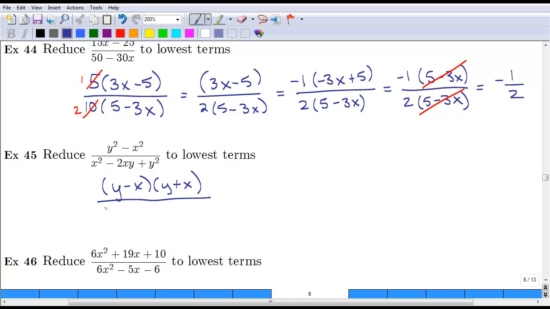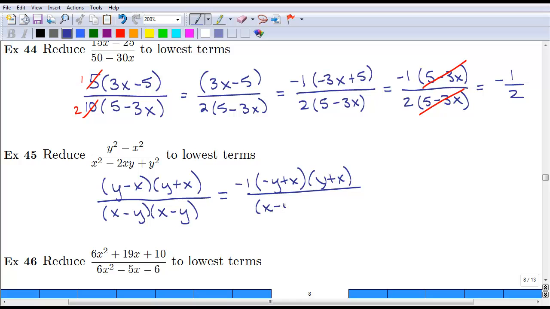So the denominator here factors to be x minus y, because factors of 1 that add to be negative 2 are negative 1 and negative 1. So again, you look here, you've got y minus x over x minus y. We want them to be the same, so we are going to factor out a negative 1 from this term to make it negative y plus x. And we still have our y plus x term. And we still have our denominator exactly the same.